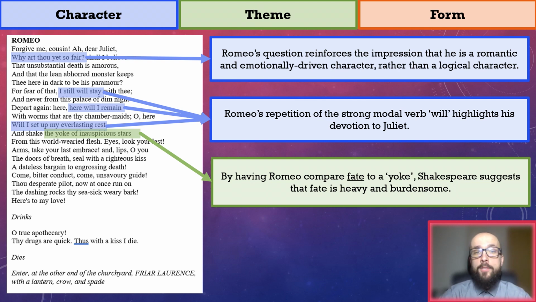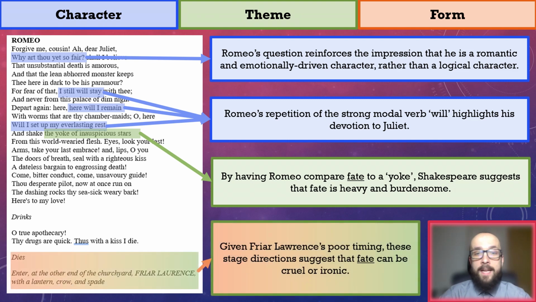Last, I would like to pay attention to the stage directions at the end of this miniature extract. Romeo dies, and then shortly after that, Friar Lawrence, who is hoping to save the day, turns up. Given the friar's poor timing, these stage directions suggest that fate can be cruel or ironic.